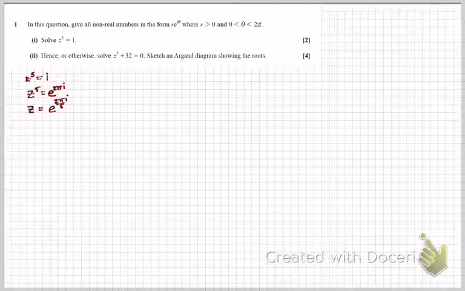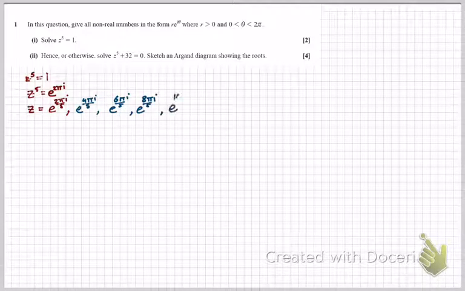roots. So we get e to the 4 pi i over 5, e to the 6 pi i over 5, and e to the 8 pi i over 5. And finally e to the 10 pi i over 5, which is the same as e to the 2 pi i, which is just 1. So we could rewrite that as 1. And indeed we should, because the question says only write non-real numbers in this form. Real numbers should be written in the real number form.